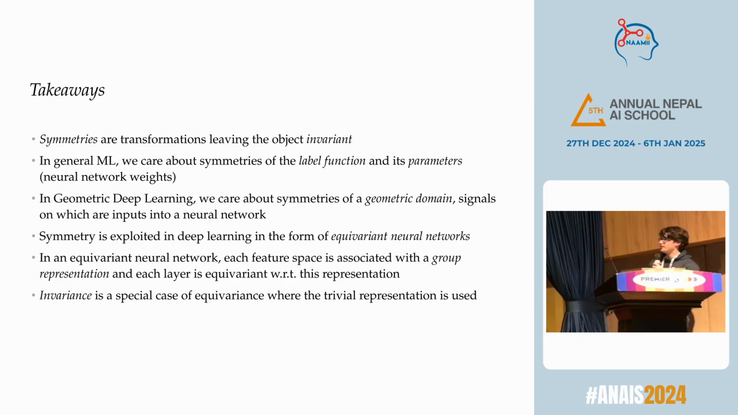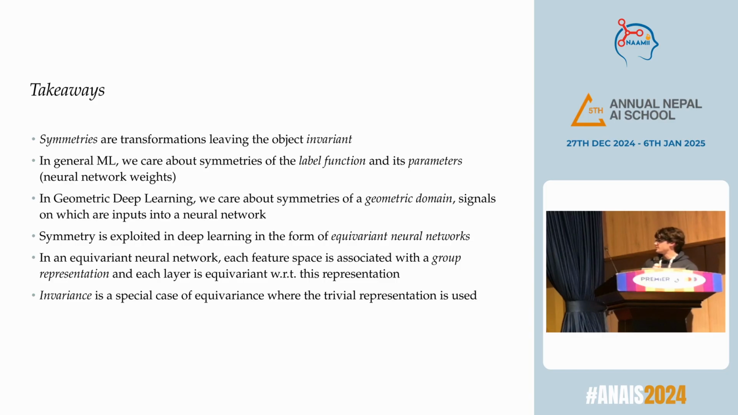So the takeaways of the beginning of the talk are that symmetries are transformations that leave an object invariant, so the object doesn't change despite the transformation. In general, in ML, we care about symmetries in terms of the label function, because in reality this is what we are actually modeling with our neural network. We have the domain and the signal, but in reality what we want to learn or parameterize with our neural network is the mapping from the space of signals or data samples to the labels. So we want to learn to regress a property from a graph, or classify an image, etc. That would be the label function.